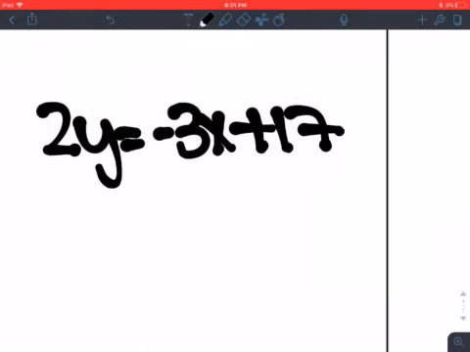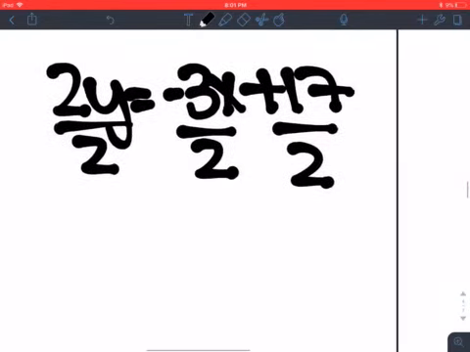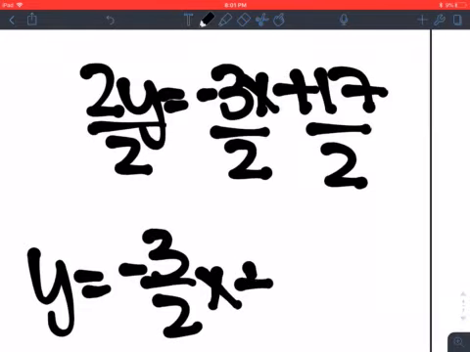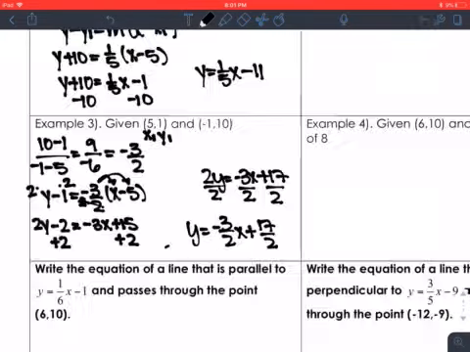And I want you to keep it in fraction form because I'm going to divide out the 2. And my final answer is y is equal to negative 3 over 2x plus 17 over 2.